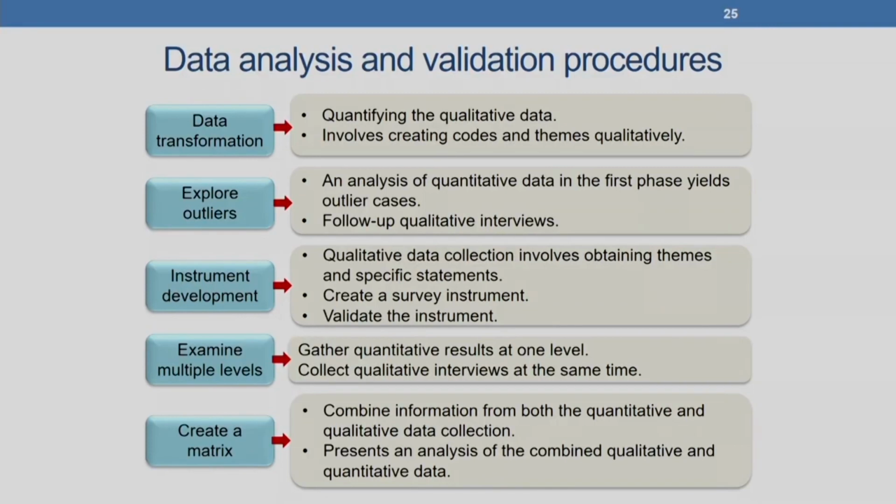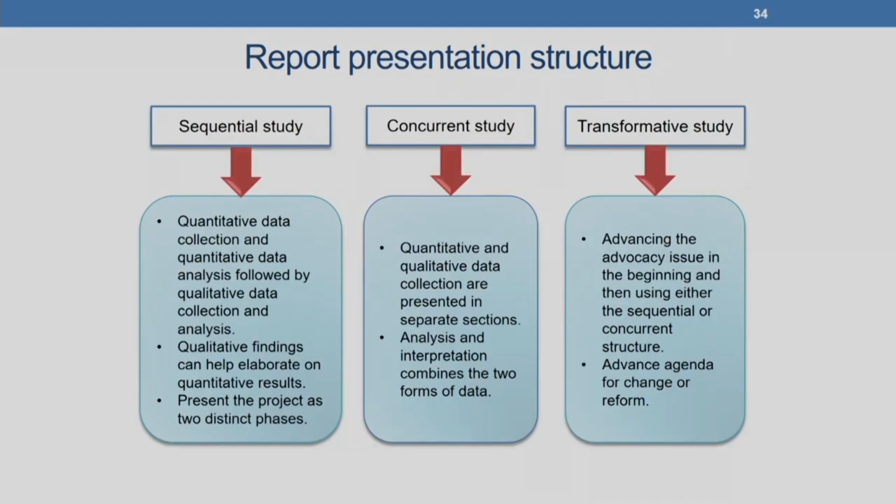These are some of the data analysis and validation procedures: data transformation, explore outliers, instrument development, examining multiple levels and creating a matrix, and finally the report presentation structure. The sequential study usually includes quantitative data collection and analysis followed by qual. Qual findings can help elaborate on quant results and present the project as two distinct phases.